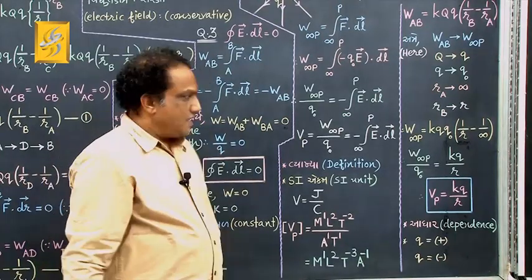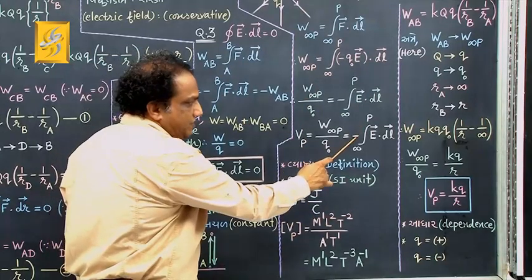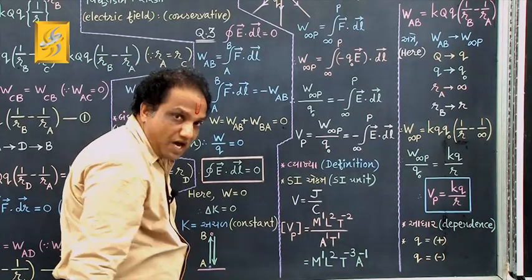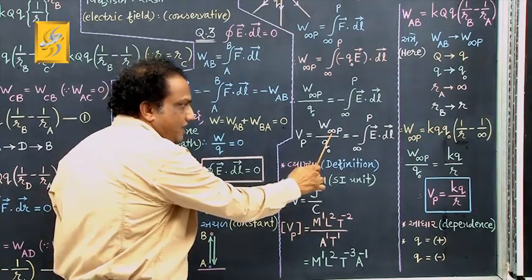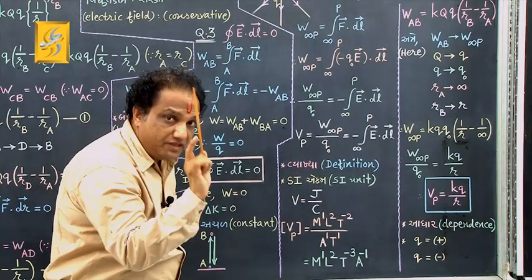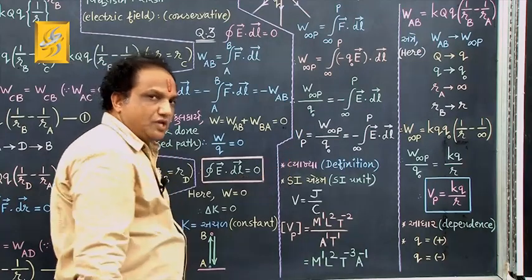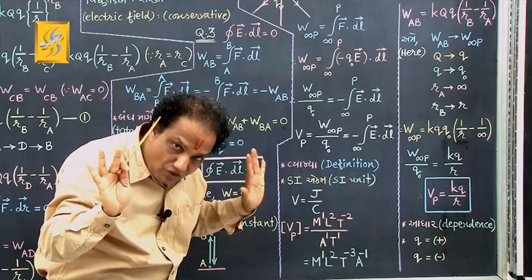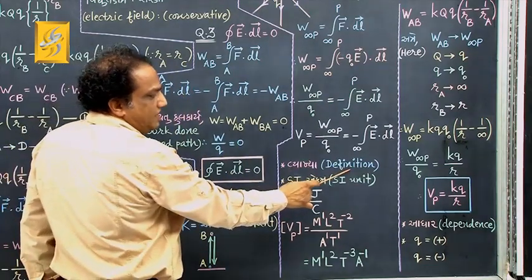Last time, the amount of work to be done against a given electric field on a unit positive charge while bringing it under equilibrium from infinity to a given point in that electric field is called the electrostatic potential of that electric field at that very point. Got it? Fine. That was all about the definition.